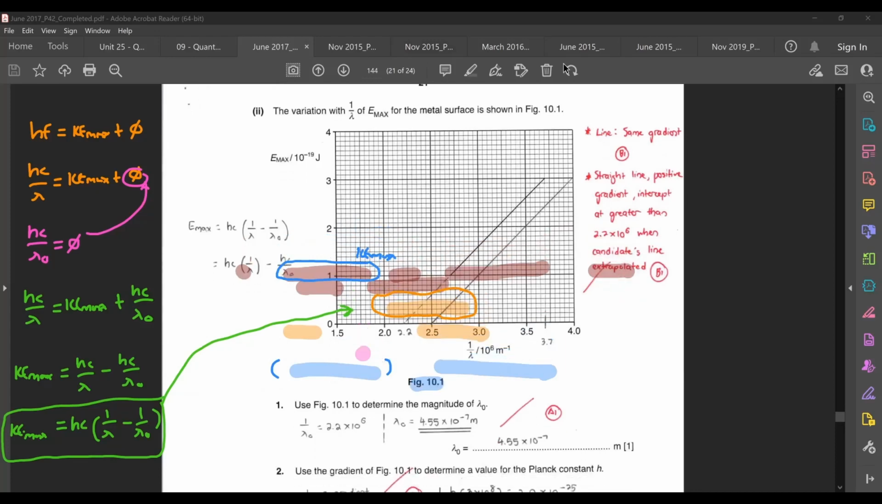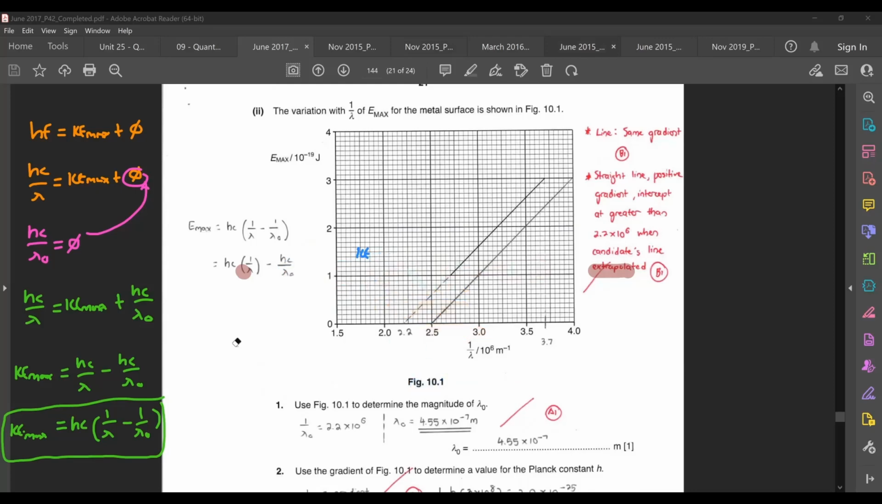So right now, if you move on to the next part of your question, they told you that the variation of 1 over lambda of Emax with metal surface is as shown in figure 10.1. Use the figure to determine the magnitude of lambda naught. Your original line on your diagram was this one. This is a graph of Emax or KE max versus 1 over lambda.